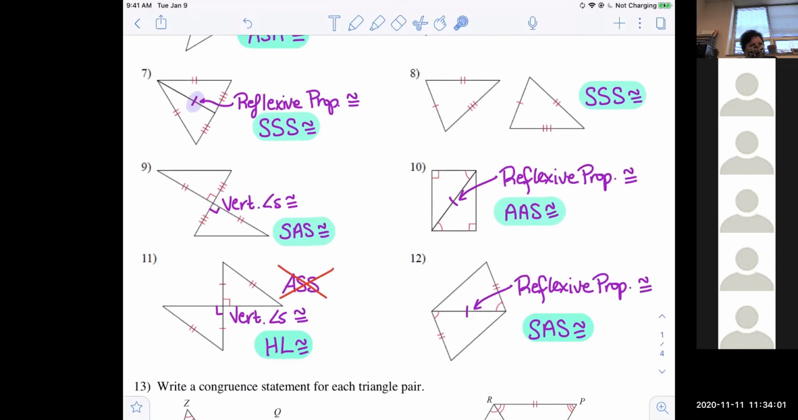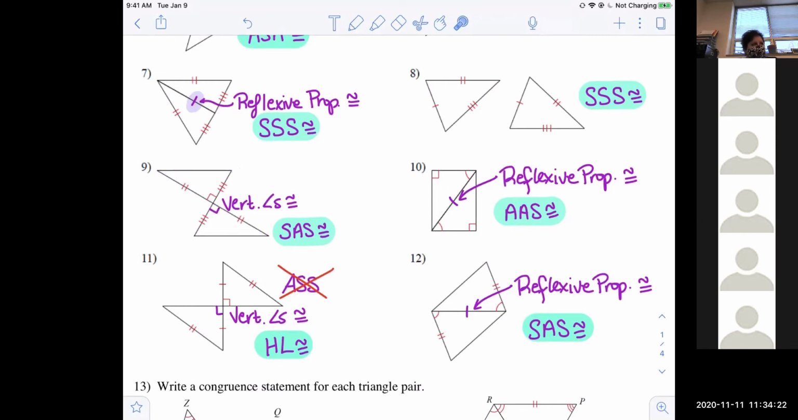Where are the hypotenuses for number 9? Yeah, like the top and the bottom, right? Remember that a hypotenuse is across from the right angle in a right triangle. So those lengths you don't know. So it can't be HL because the hypotenuses are not marked.